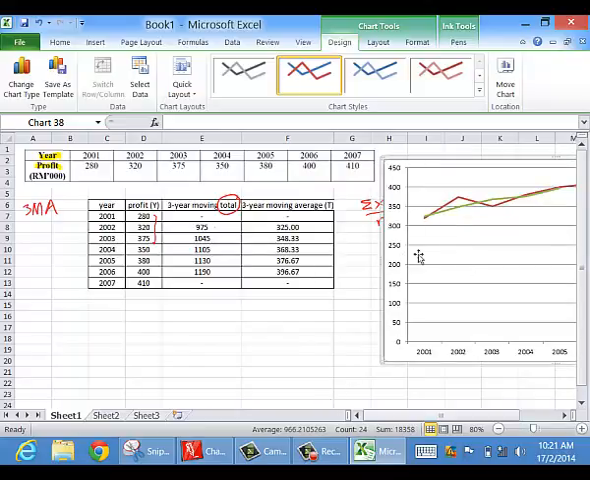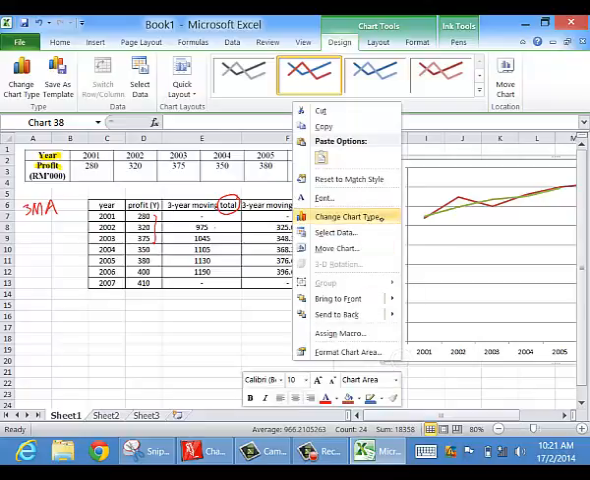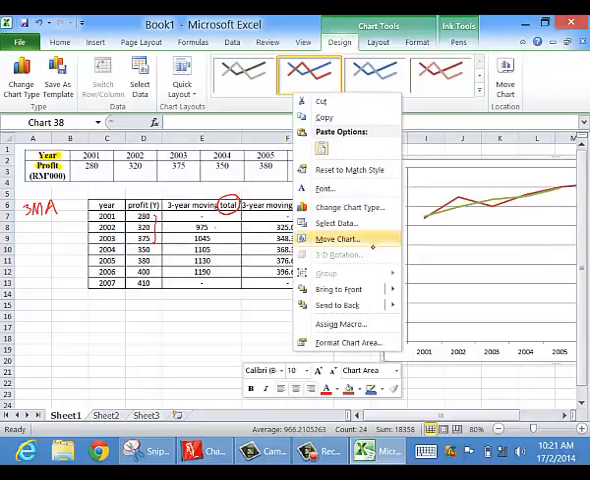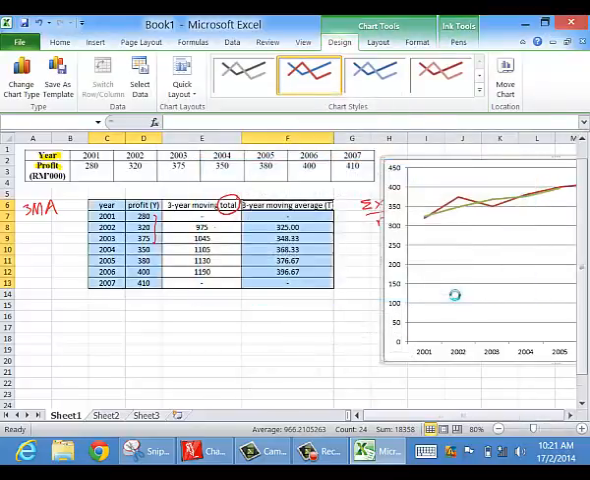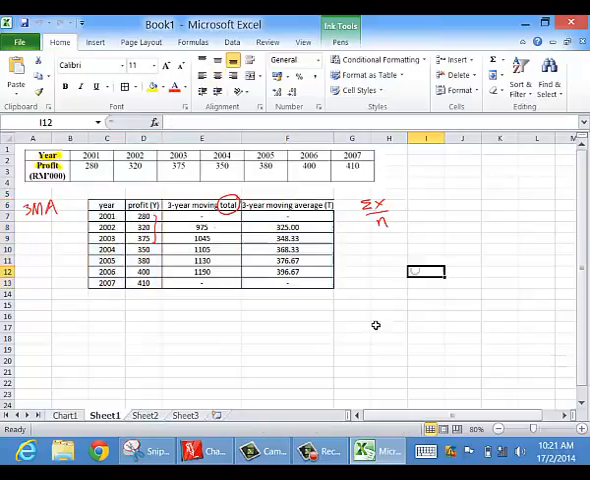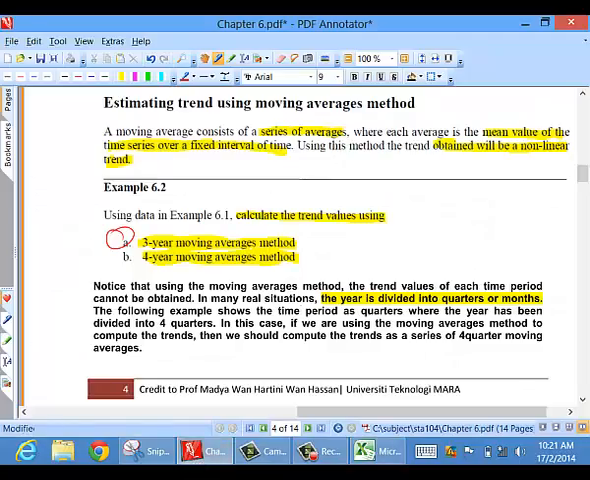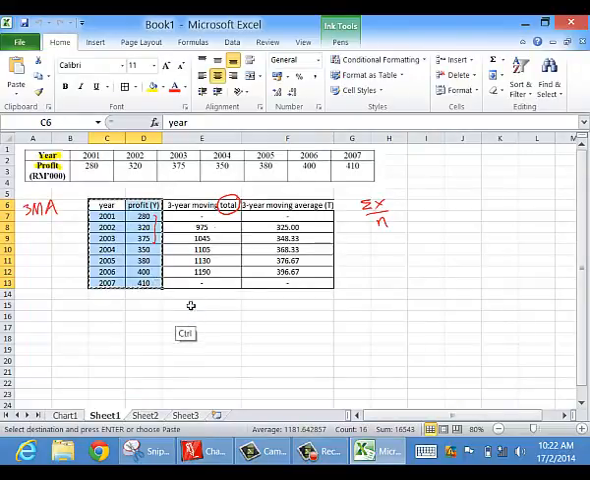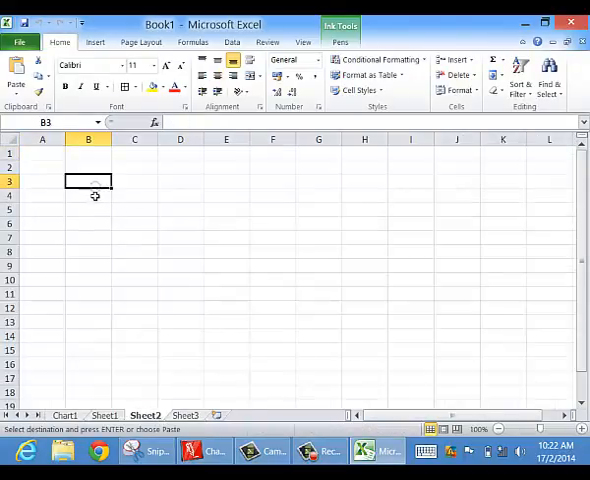Sama juga dengan least square method. So this one I move to a new sheet. So for the next question, boleh faham 3 moving average. For next question, 4-year moving average. For the 4-year moving average, the same format. So let me crop this one, put in here.